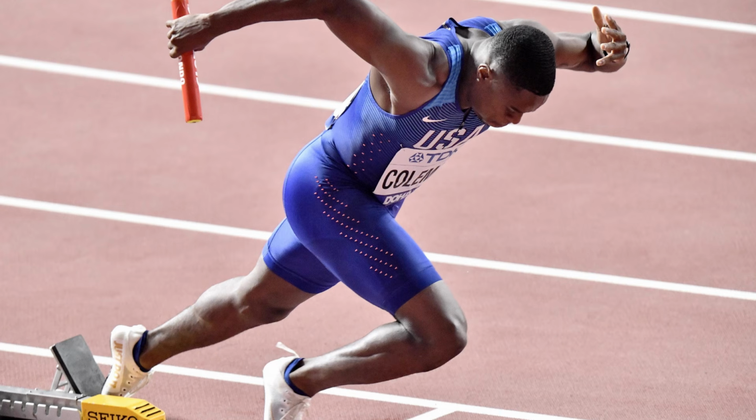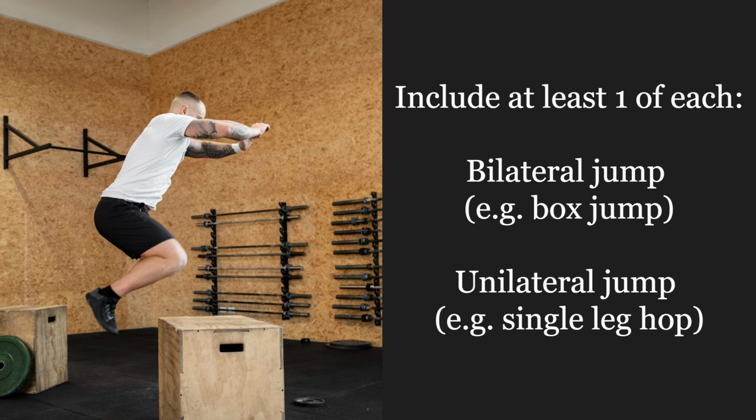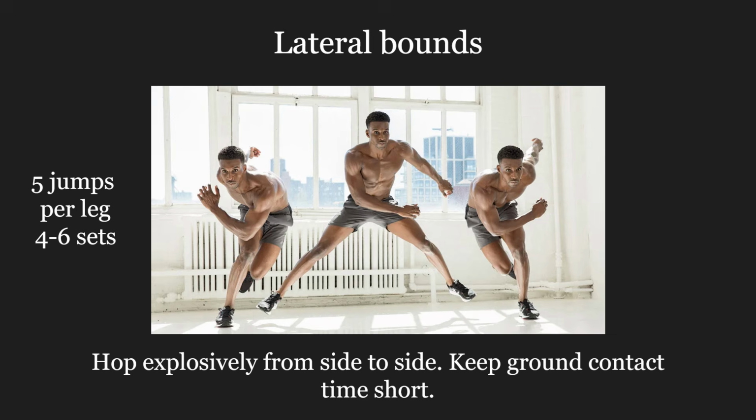Single leg movements like this are going to be very good for anyone who has to sprint or move explosively off one leg in their sport, which to be honest is most sports. I recommend including at least one bilateral jump from both legs at the same time, like a box jump or a bound, and at least one unilateral movement like this single leg hop, or the next exercise, lateral bounds.